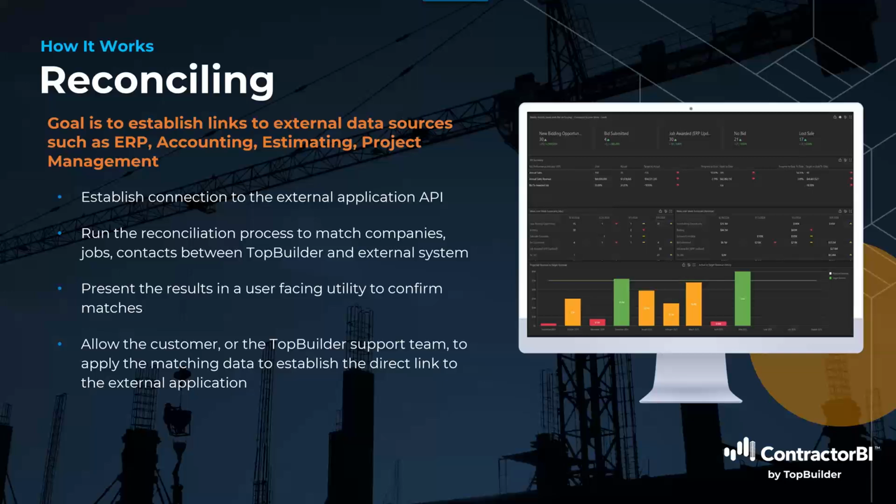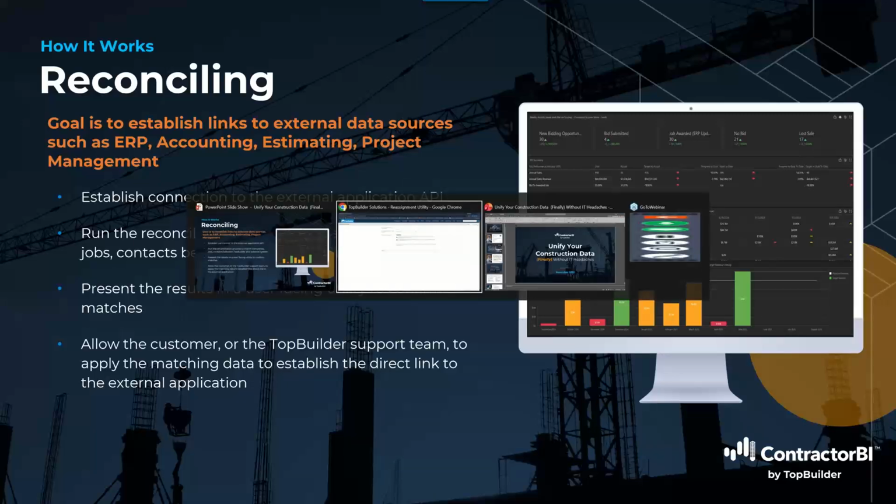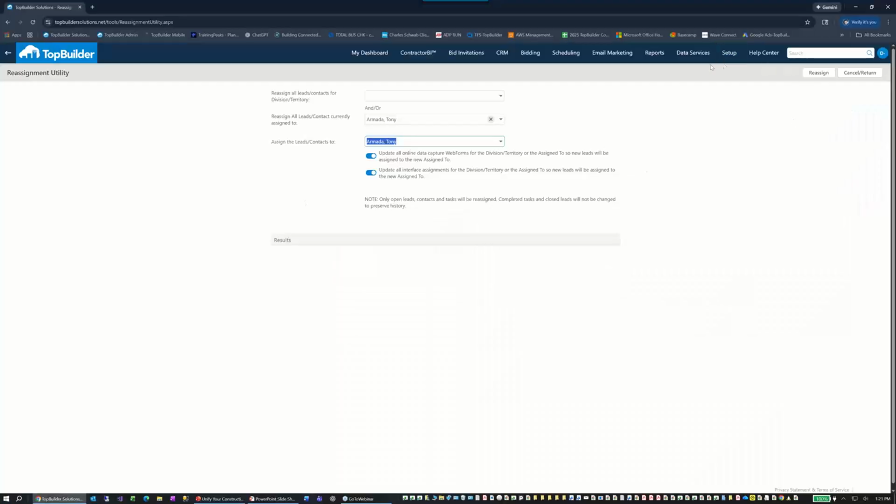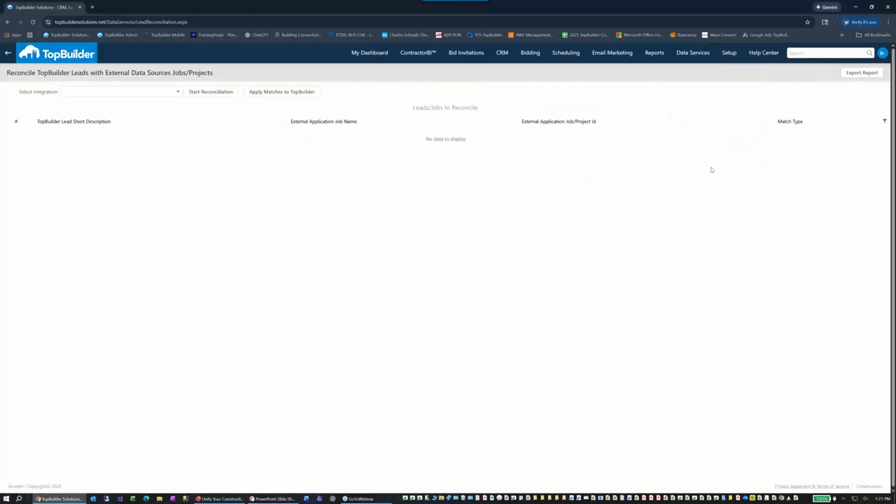And now what we're going to do is reconcile all this data with Procore. Here's how that works. I'm going to go into data services and reconcile all of my leads. And bear with me, I'm in the demo account here. So what we do is connect TopBuilder to Procore.